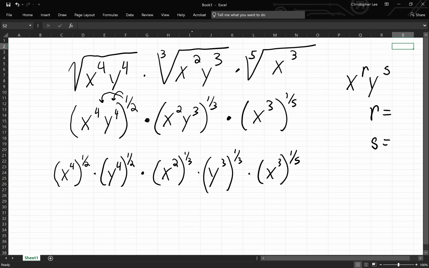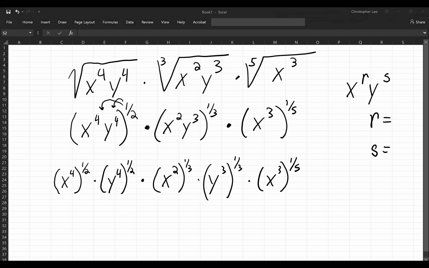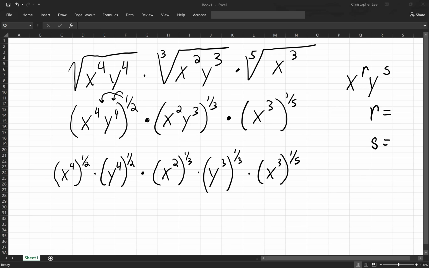Now, whenever I raise a power to a power, what operation do I use? You remember? Whenever I raise a power to a power, hold on. Not add, multiply them, right? Bear with me one second, real quick.